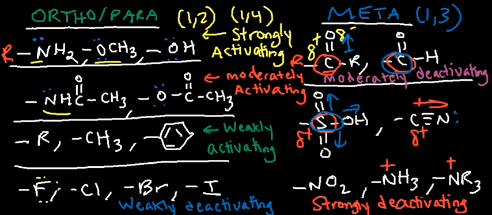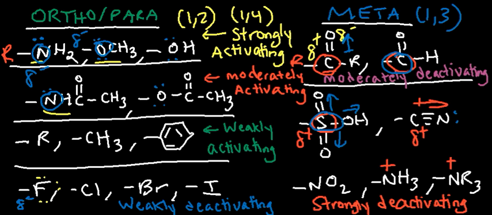Now, if you look at the groups on the left, the ortho-para directors, this nitrogen has a partial negative charge. Same thing is true with this nitrogen and that oxygen. So the benzene ring is attached to an atom that has a partial negative charge, and so those benzene rings tend to be activated because they can donate electron density to the benzene ring. Even fluorine also has a partial negative charge, so it's also an ortho-para director.